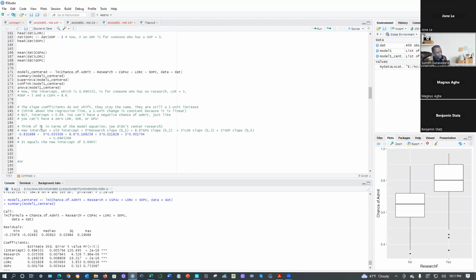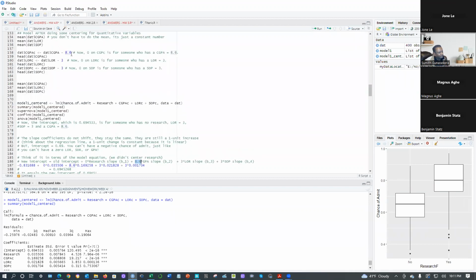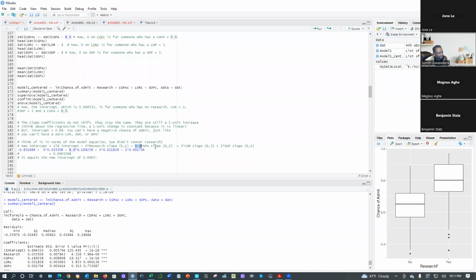Now we're gonna think in terms of the model equation. We didn't center research. Now the new intercept is nothing but the old intercept plus 0 research, see? Research slope. What is the research slope? 0.355, it didn't change. Plus, how do you get the research 0? The GPA 0 by 8.6. That's the one that I subtracted. It should be multiplied by its current slope.